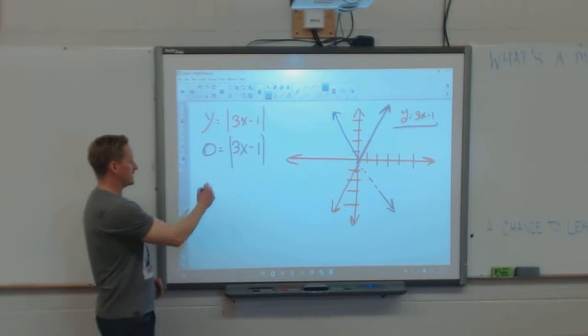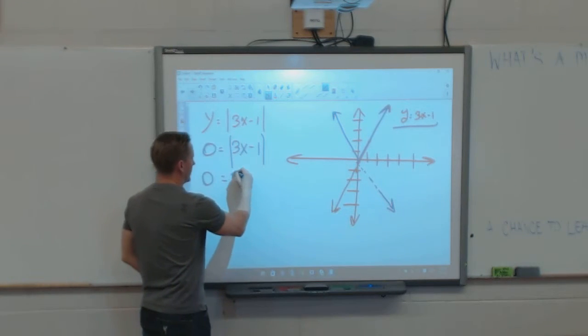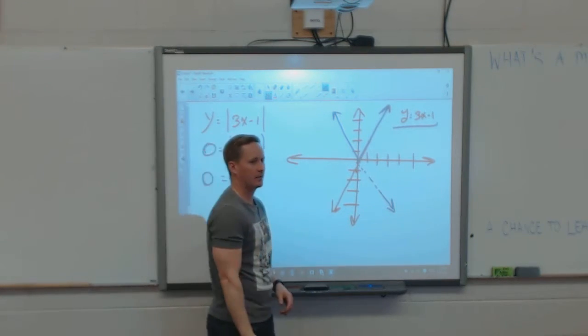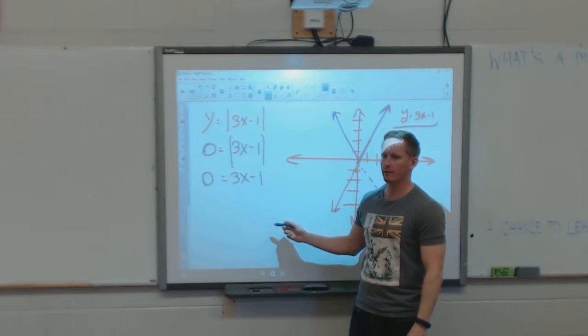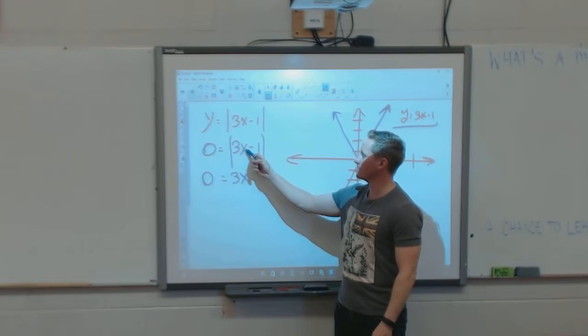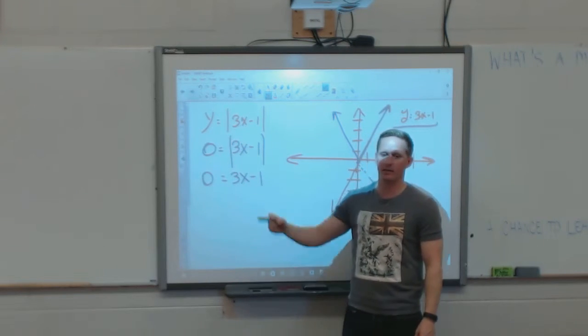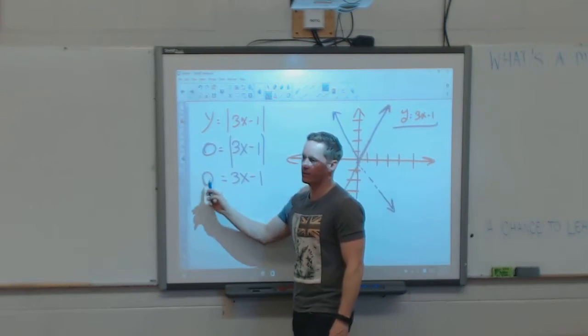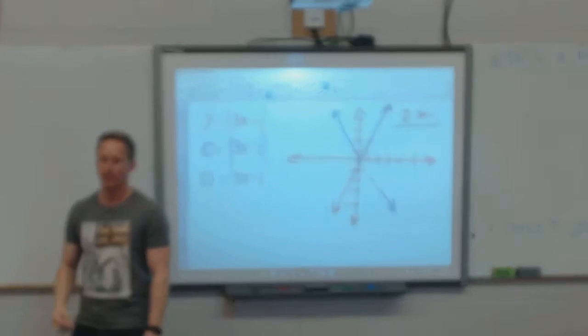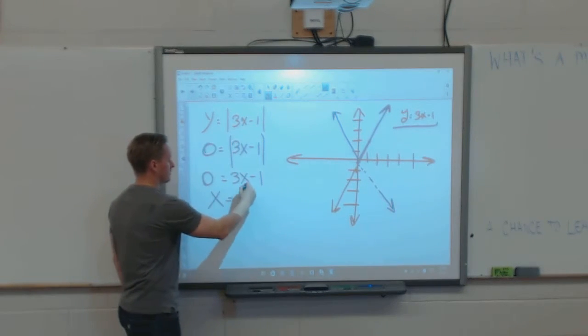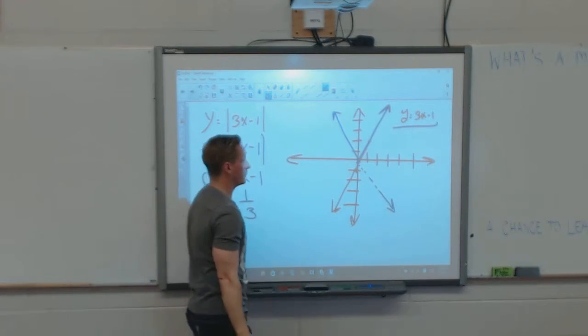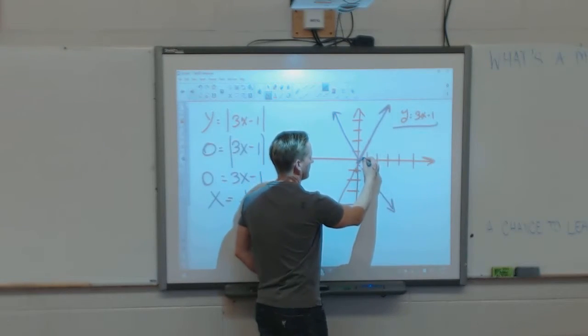to solve for this, I would go 0 is equal to 3x minus 1. And then I would go 0 is equal to negative 3x minus 1. Because the positive or the negative in here is still going to give me that. But for right now, because I'm using 0, I don't have a positive and a negative. So all it is, is 0 is equal to this. So what is x equal to? 1/3, which is that coordinate right here.